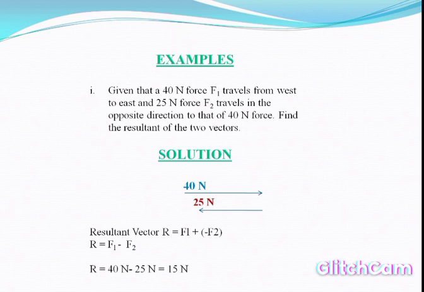Now by convention, when we move from left to right, we move in a positive direction, and when we move from right to left, we move in the negative direction. So the 40 Newton force is assumed to be positive, while the 25 Newton force is assumed to be negative. So 40 minus 25 is going to give us 15 Newton. This means that the resultant of the vectors is 15 Newton in the direction of the 40 Newton force.